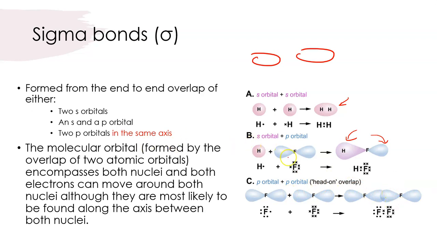So s and p are going to be basically hydrogen and anything else. Two p's are going to be where we see the single sigma bond forming between any halogens, and of course two s's are always going to be in that H2 molecule. What this does is the molecular orbital is formed along the internuclear axis. They're most likely to be found along the axis that is between both nuclei.